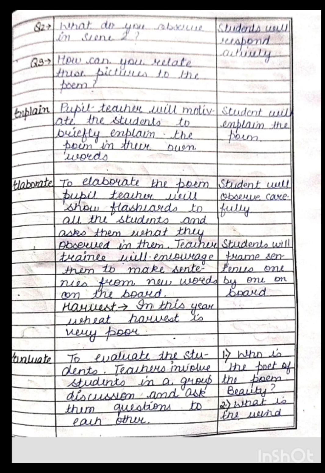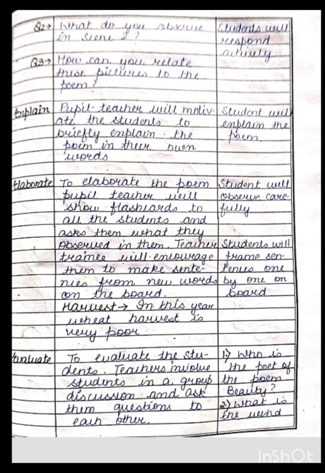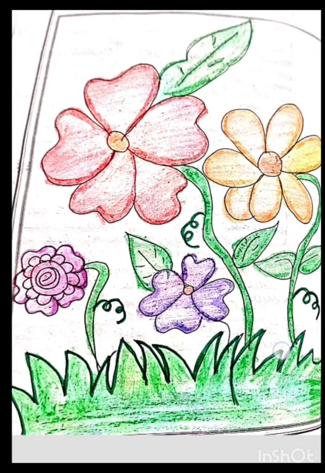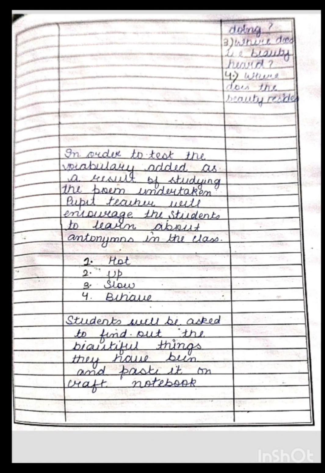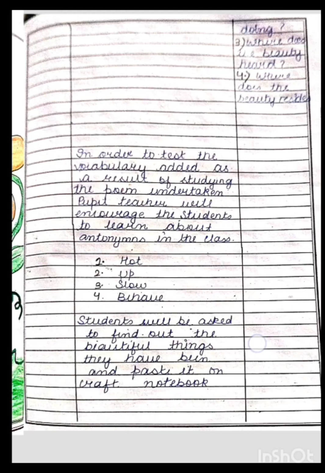Okay, in the elaboration part, to elaborate the poem, the pupil teacher will show flashcards to the students and ask them to observe them, and this is how she will introduce new words. And then last, it is the evaluation part. For evaluation, the teacher will involve them in a discussion, and here are some new words that students have taken from their observation, and at the end they will ask questions to each other.